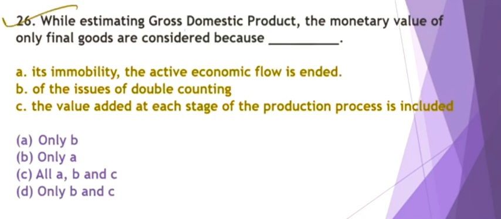26. While estimating gross domestic product, the monetary value of only final goods are considered because A, its immobility, the active economic flow is ended. B, of the issue of double counting. C, the value added at each stage of the production process is included. And option number B is the right answer. Only B, of the issues of double counting.